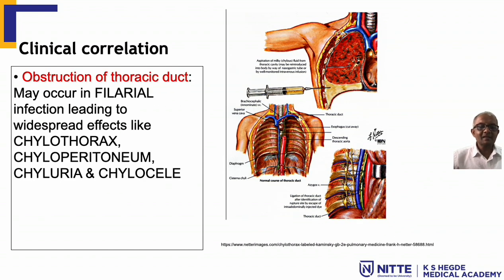The thoracic duct may get obstructed in filarial infection leading to widespread effects like chylothorax, chyloperitoneum, chyluria and also chylocele. These are some of the applied importance of knowledge of lymphatic drainage of the thorax.